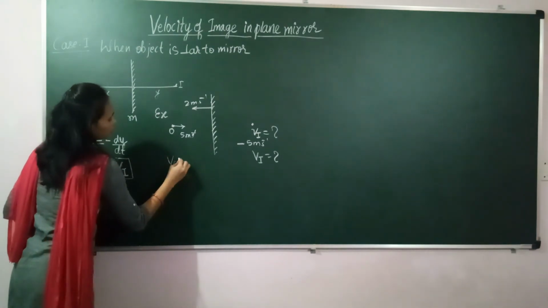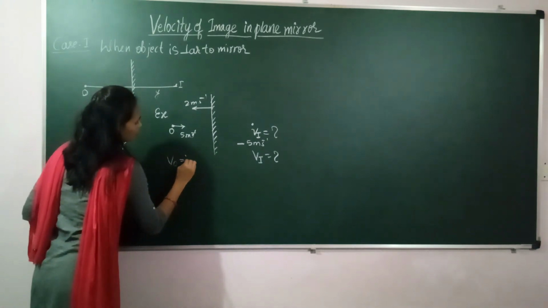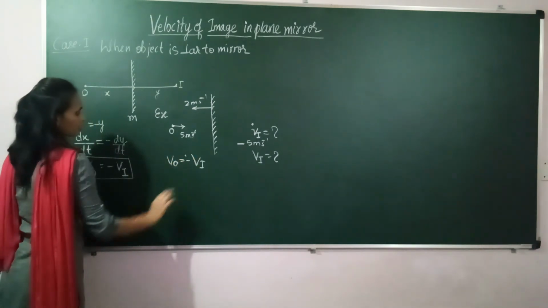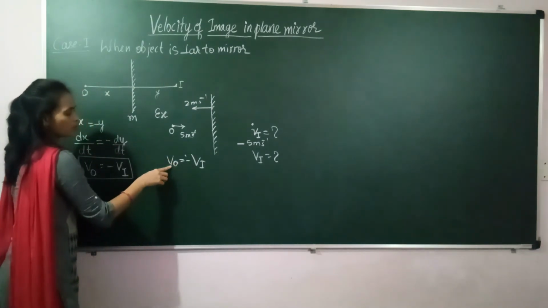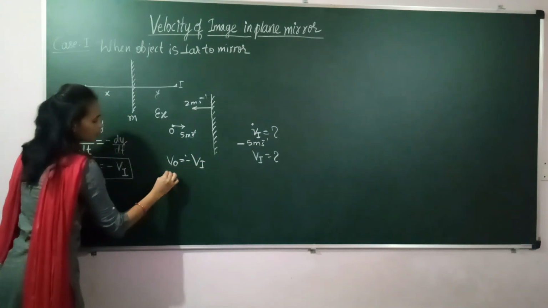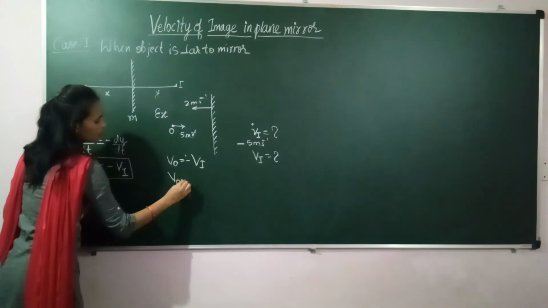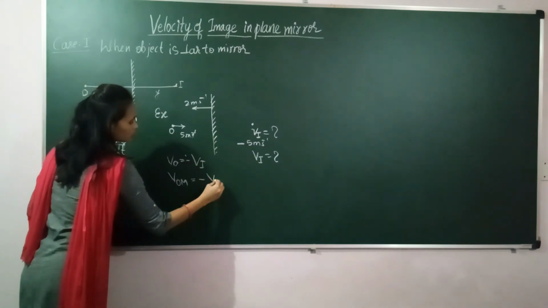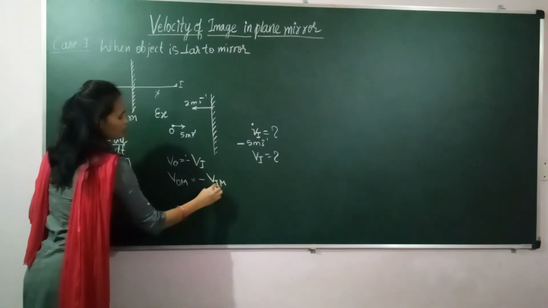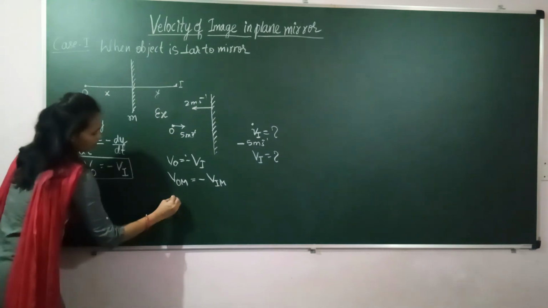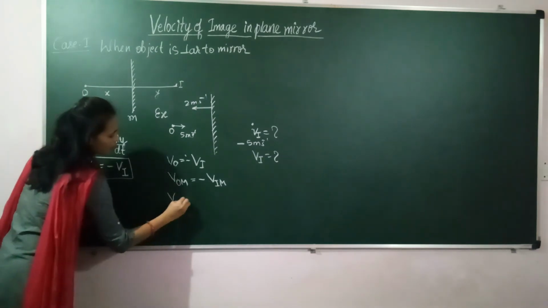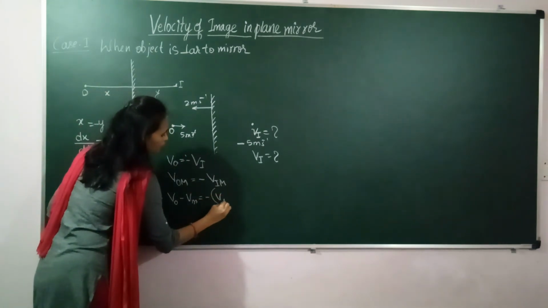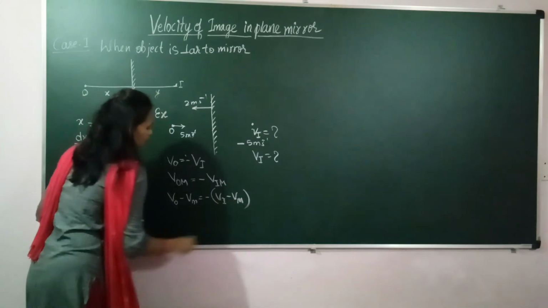Velocity of object is equal to minus velocity of the image. But this velocity of object is with respect to what? The mirror. So if this velocity of object is with respect to the mirror, then this equation can be written as velocity of object with respect to mirror is equal to minus velocity of image, also with respect to the mirror. So now this can be split as velocity of object minus velocity of mirror is equal to minus, velocity of image minus velocity of the mirror.